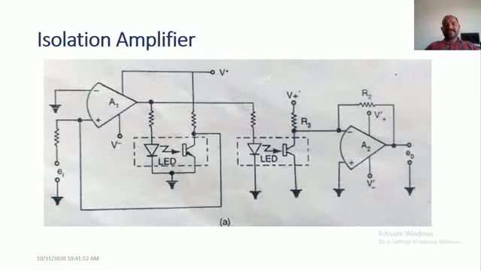Let us see what kind of devices we can use as a signal coupler. We may use phototransistors, Hall effect devices, thermal couplers, and different types of devices as isolation devices. Isolation devices are the signal couplers, without any physical contact between the input and output.